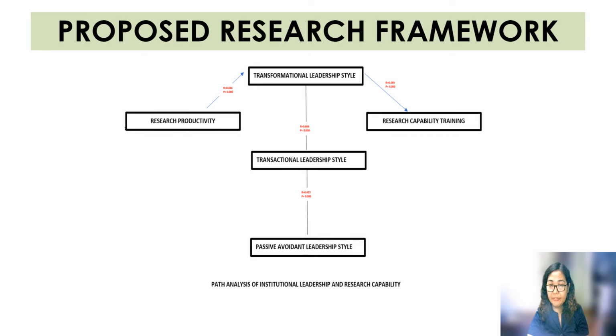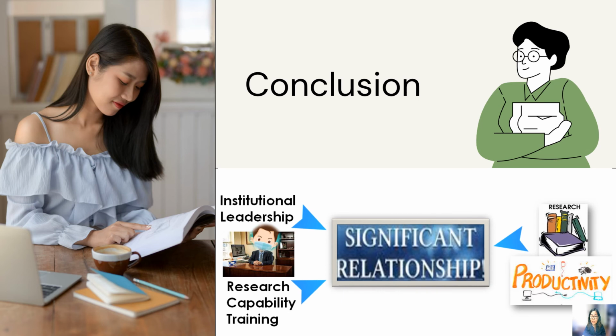Surprisingly, the data analyzed deviate from the original conceptual framework of the study that institutional leadership and research capability training predict faculty research productivity. Instead, it proposed another framework: that research capability training is mediated by the institutional leadership, and this institutional leadership is affected by how research productive faculty members are. Based on the results, it can be safely concluded that there is a significant relationship between institutional leadership and faculty research productivity. The same is true for research capability training and research productivity. Moreover, an alternative research framework is proposed.